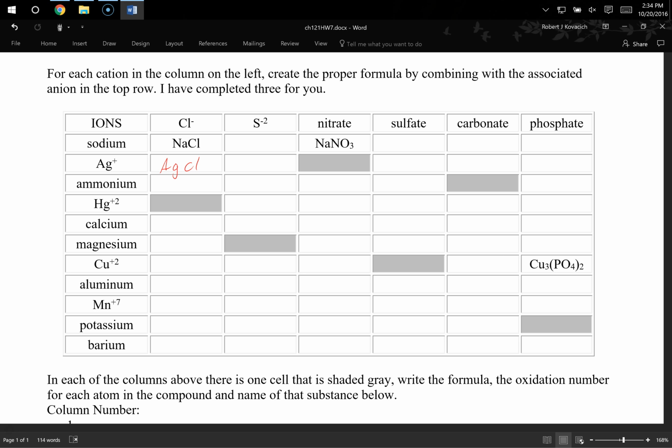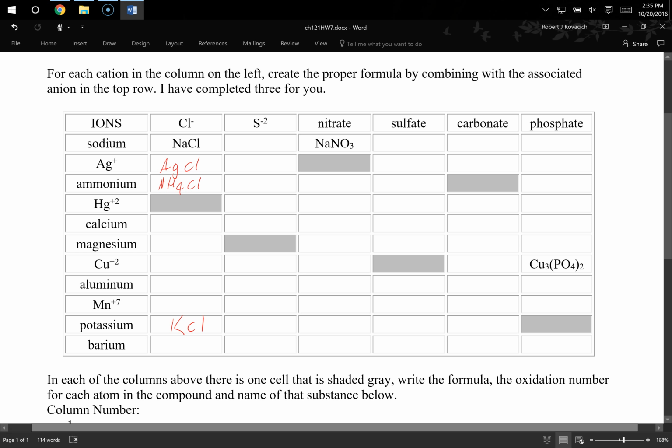Next one. What's this one look like? It looks the same, right? How come it looks like the first two? Yeah, the ammonium's charge is +1. So they're just going to form the same ratio. Anybody else in this column going to look like that? Not mercury. The potassium is going to.